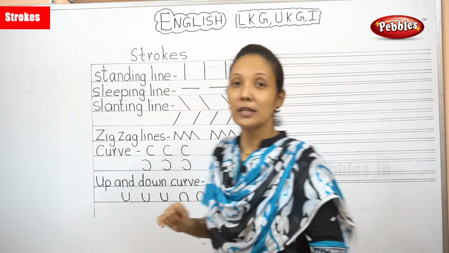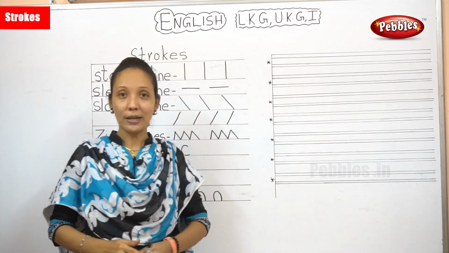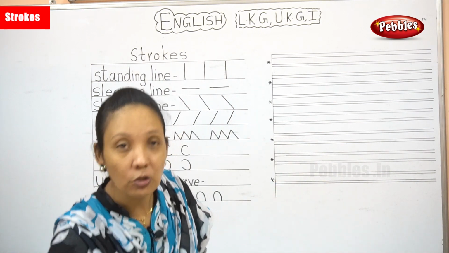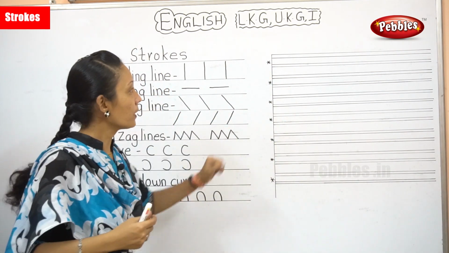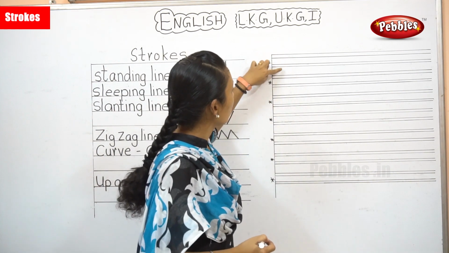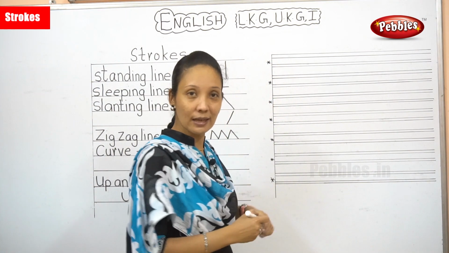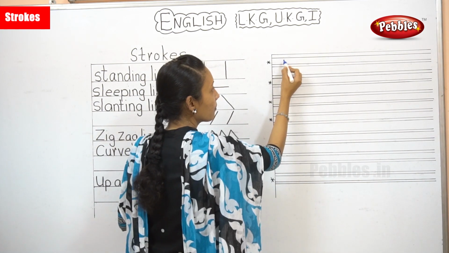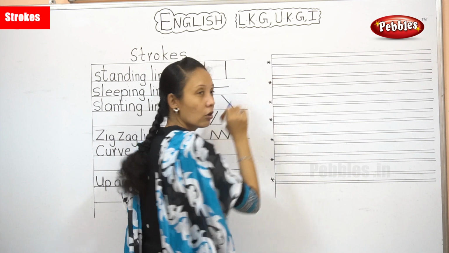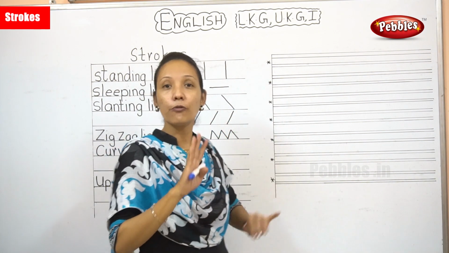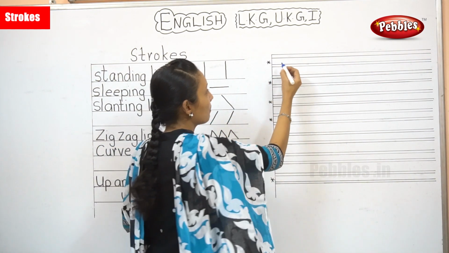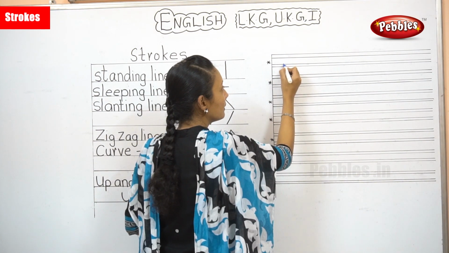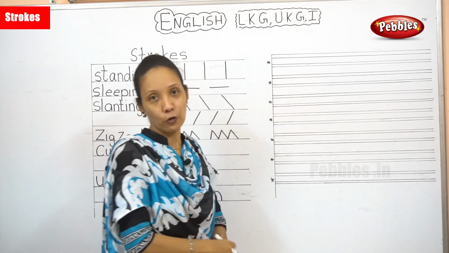Now these strokes, shall we write it on the 4 line and practice, children? Shall we write it on the 4 line? Yes, I will teach you to write these strokes on your 4 line. Okay, now first I will teach you the 4 lines. This is your first line, your second line, your third line and your fourth line. This is called 4 lines. Once again, I will repeat. First line, second line, third line and fourth line.